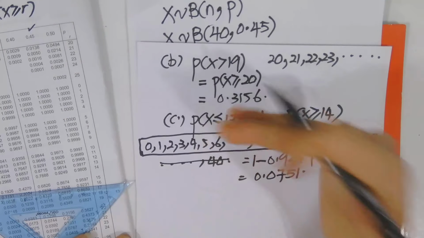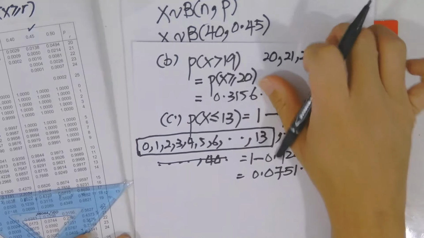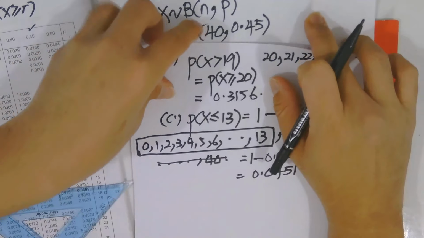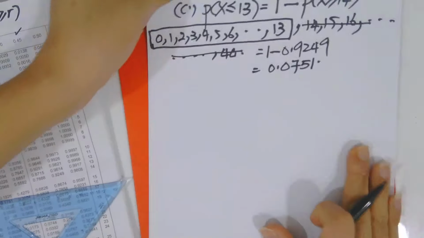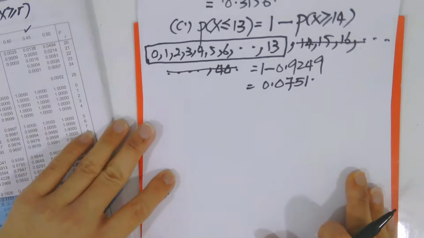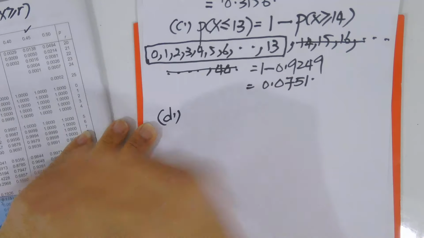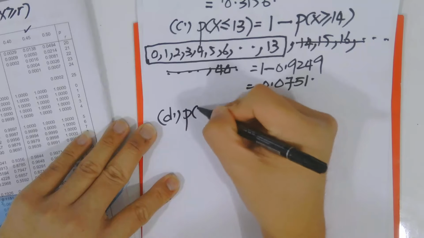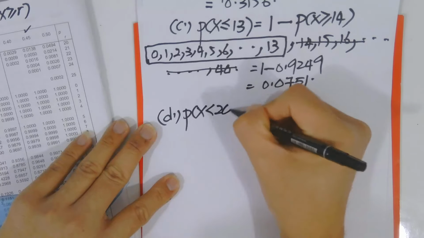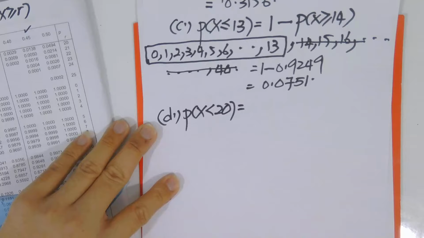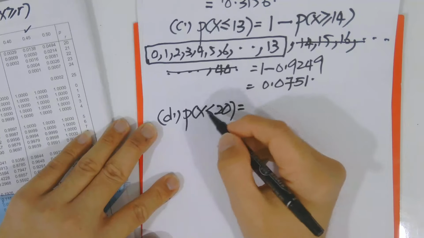I will give you more examples. Once you understand, you can stop the video and try it as an exercise. You don't have to follow everything. This is an advantage: I do more for you so that you can see the difference. In this case, you can try this. What is the probability of X less than 20? You can pause the video and try this question here.